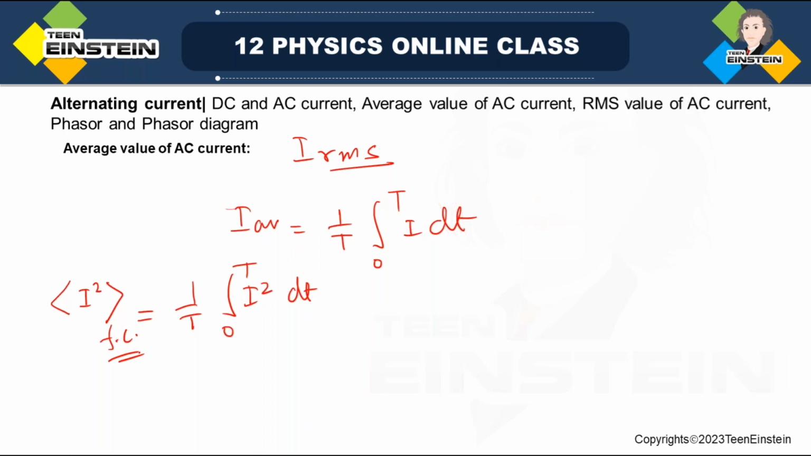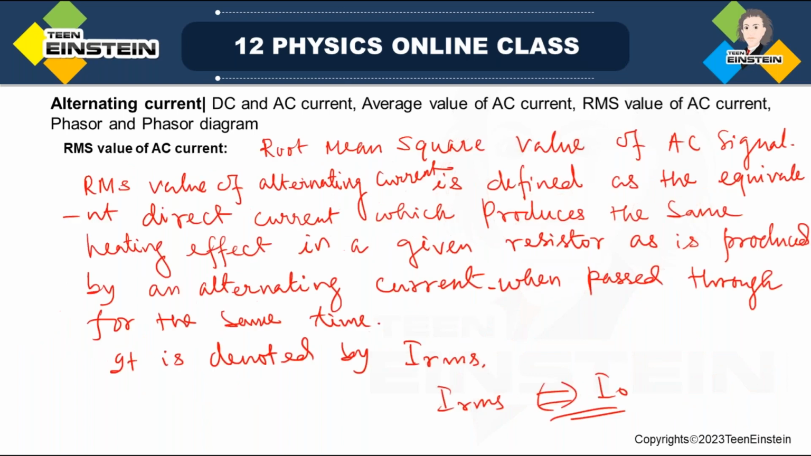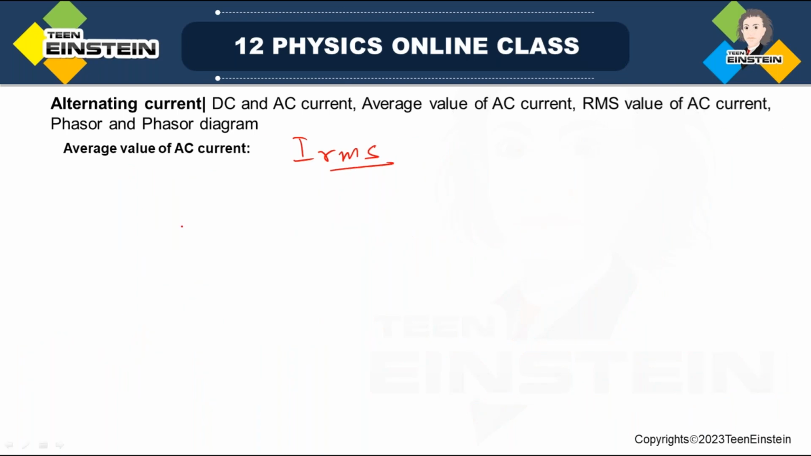Then we can write IRMS as the square root of the average of the square of the current. You might be a little confused, so I'll write it out. This is a way to derive the relation between IRMS and the peak value. So let me do it here.